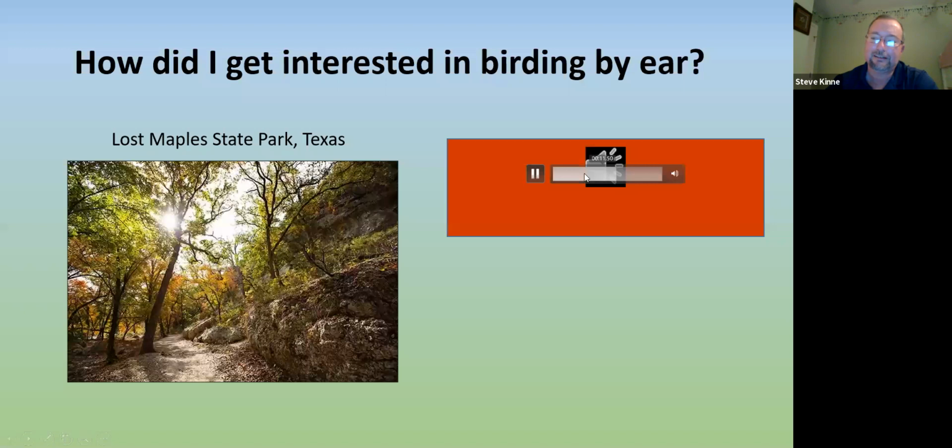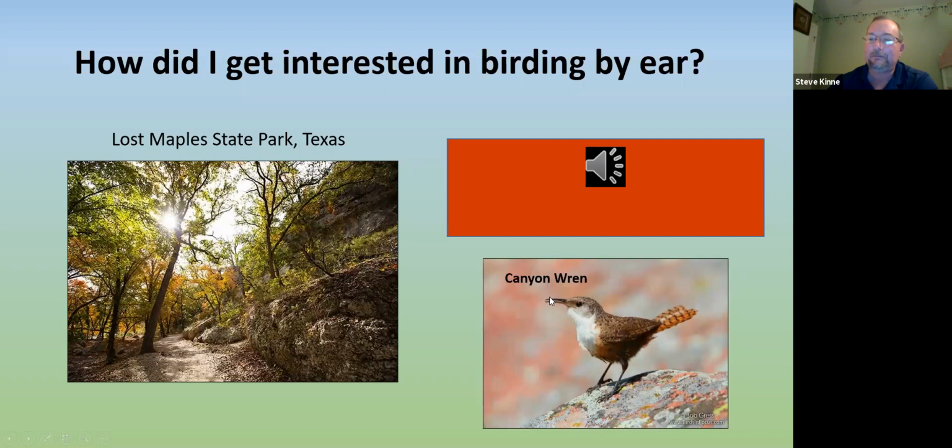And for the life of me, I didn't know what it was, so I had to go back. I was very curious. I looked around at various things, and eventually I found it. It turns out it's a canyon wren. This little wren makes this really crazy sound, and especially in a canyon where it echoes around a little, it was pretty awesome. So that kind of started piquing my interest in bird sounds.